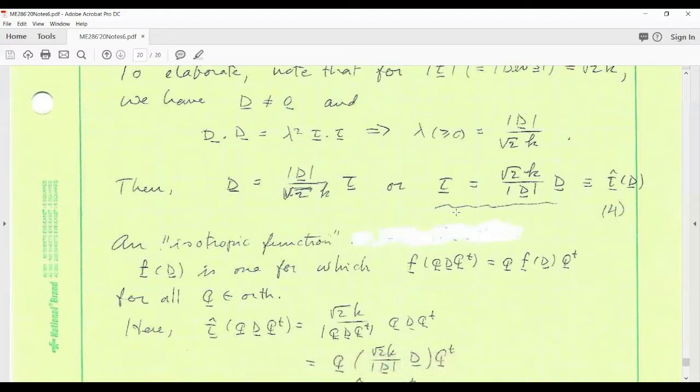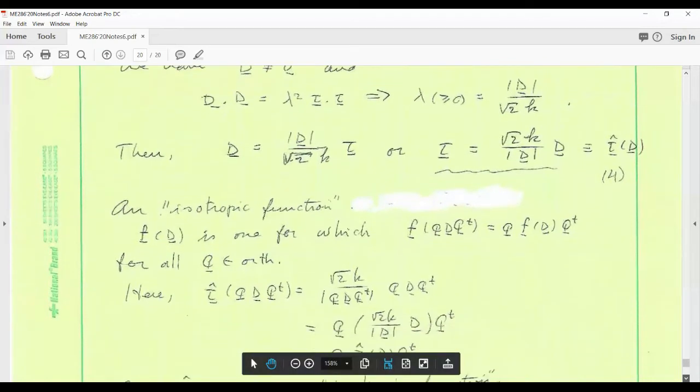In the old days, as I mentioned before, people didn't have a well-developed notion of material symmetry, although they had, of course, an idea of what isotropy was. But this is kind of deceiving. This constitutive function is what we call an isotropic function. An isotropic function is, say, a tensor-valued function f of D for which f evaluated at Q D Q transpose is Q f(D) Q transpose for all orthogonal Q. That's the meaning of an isotropic function.